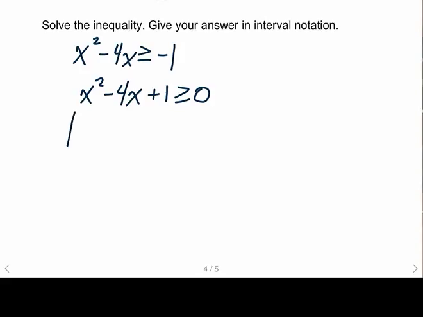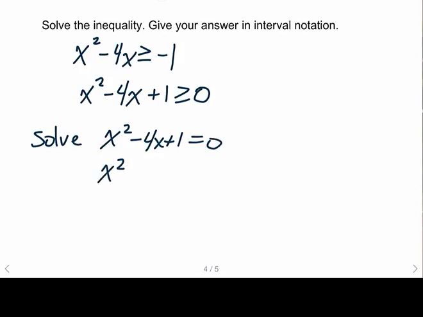However, I see that the leading coefficient, the one on x squared, is 1, and I see that the linear coefficient, negative 4, is even. To me, this makes a good candidate for solving by completing the square. And we're going to see that this is actually not so bad. To find the zeros, I actually want to consider solving the equation x squared minus 4x plus 1 is equal to 0. And to solve that equation by completing the square, I'm going to write down that x squared minus 4x is equal to negative 1, leaving a space to complete the square.